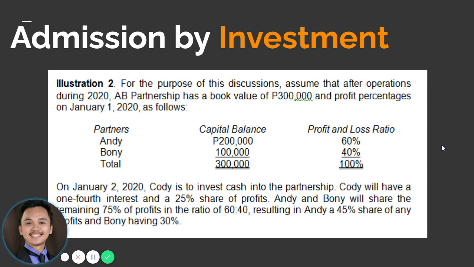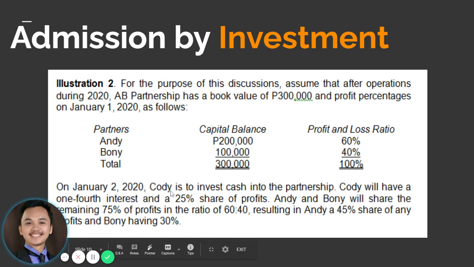So let's have an illustration. For the purpose of this discussion, assume that after operations during 2020, AB Partnership has a book value of 300 and profit percentages on January 1, 2020 as follows. We have Andy and Bonnie. Their capital balances are 200 and 100,000 respectively, with a profit and loss ratio of 60,000 and 40,000 respectively.